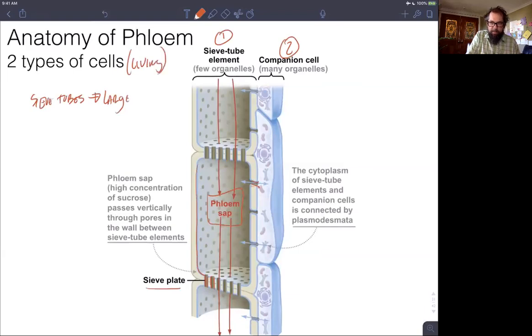While the sieve tube elements, you recall, are largely empty, meaning that they don't have nuclei, no organelles.